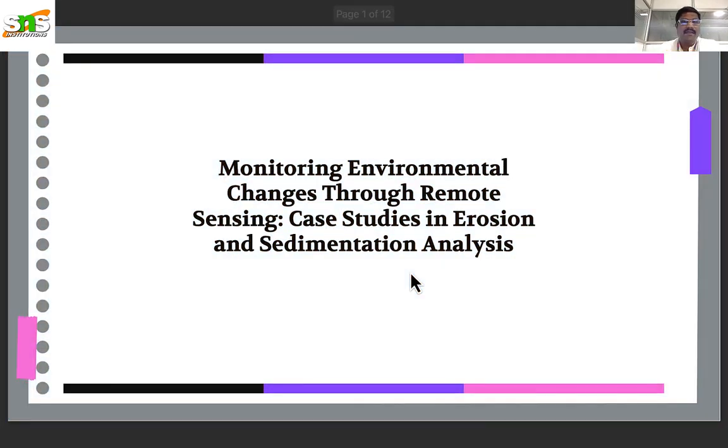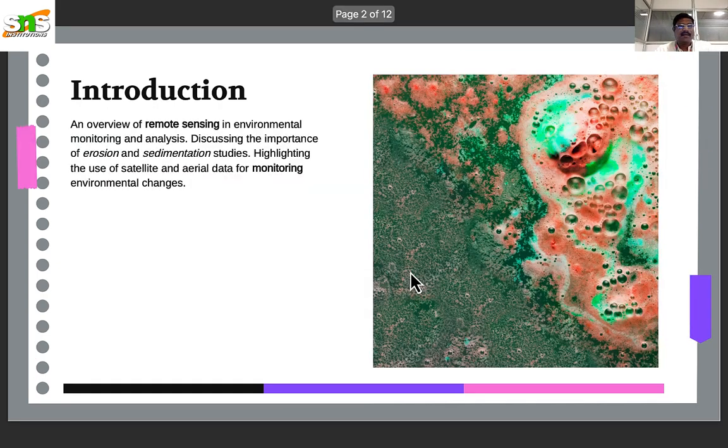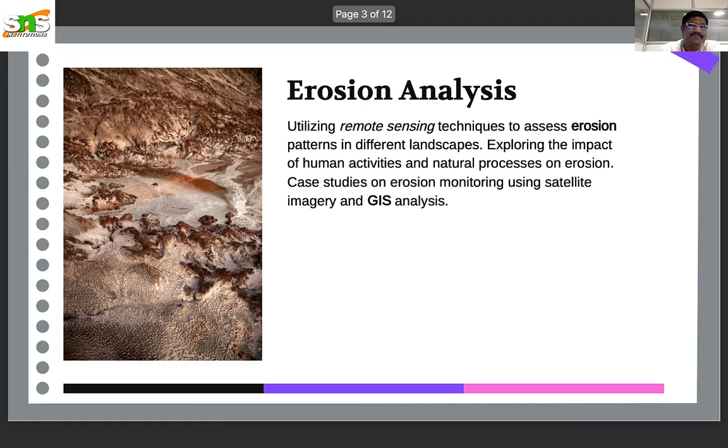Welcome back. Today we'll discuss monitoring environmental changes through remote sensing, case studies in erosion and sediment analysis. An overview of remote sensing in environmental monitoring analysis, discussing the importance of erosion and sediment studies, highlighting the use of satellite and aerial data for monitoring environmental changes.